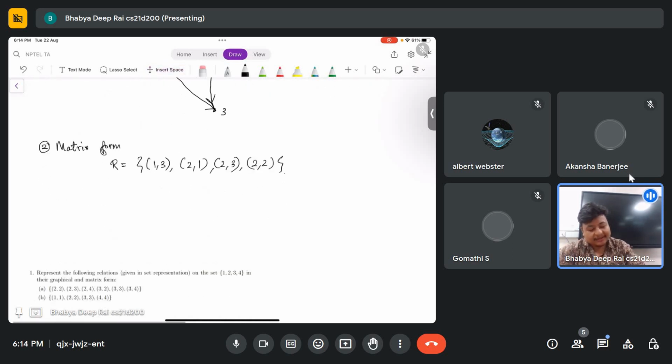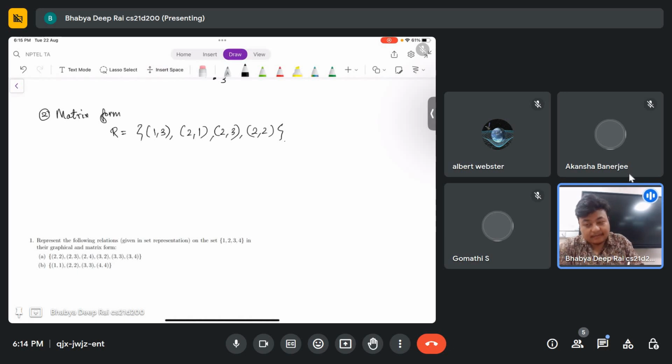The other way to represent relations would be as follows: matrix form. In a similar light, I label all the rows with elements in A. Again, A is 1, 2, 3. Now I use 0 or 1 to show the membership. So the question I ask is, is 1 related to 1? No, in this relation at least, I'll write a 0. Is 1 related to 2? No. Is 1 related to 3? Yes. Then I'll write a 1.